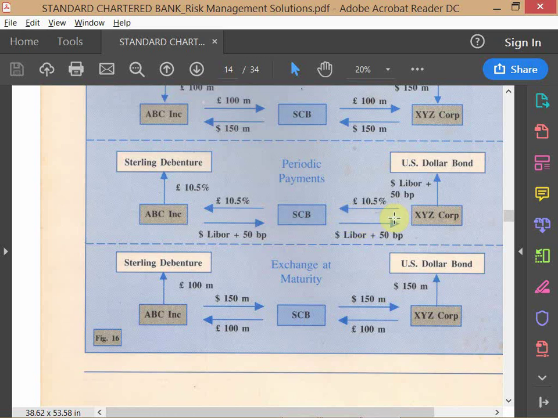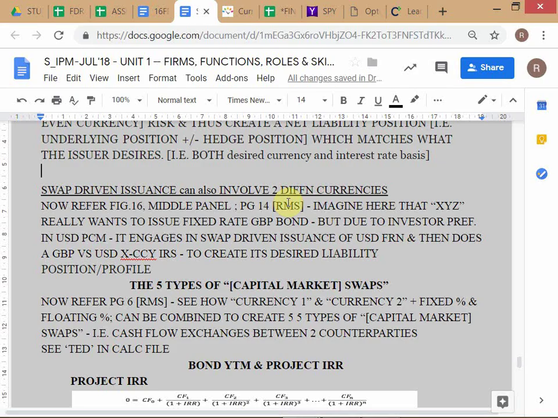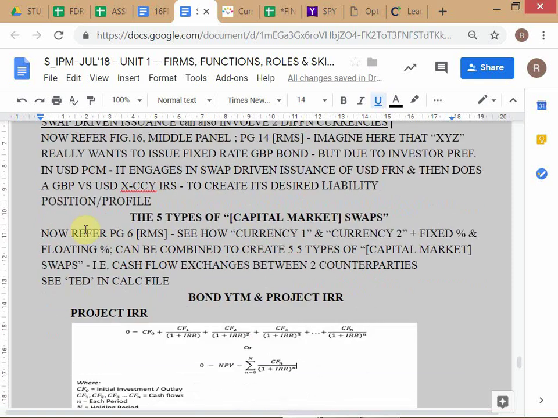So obviously in this transaction, SCB's position is going to be the opposite of XYZ's. That is always true. If you do a transaction with somebody else, then whatever your position is, his position is the opposite of yours. Is this clear? Okay. This is just to show you that swap driven issuance can also involve two different currencies. All the references are given here.